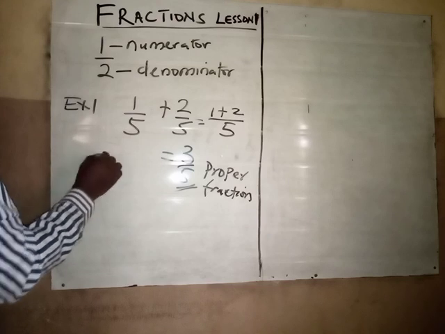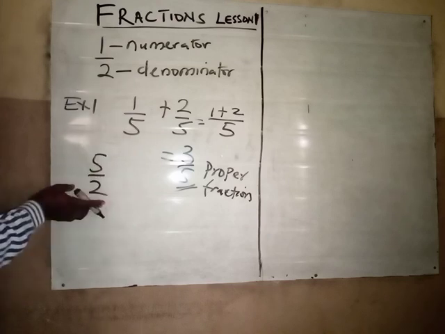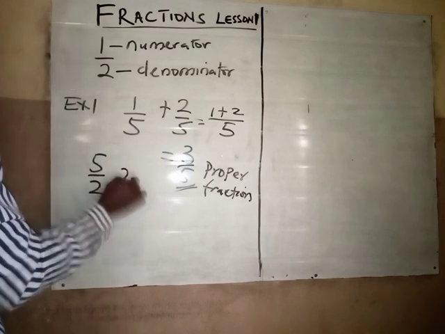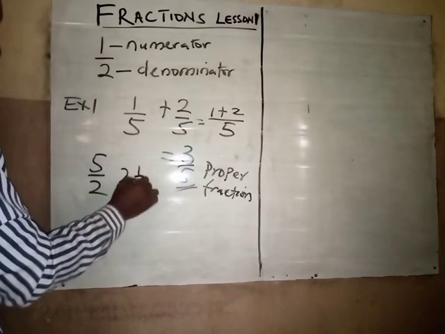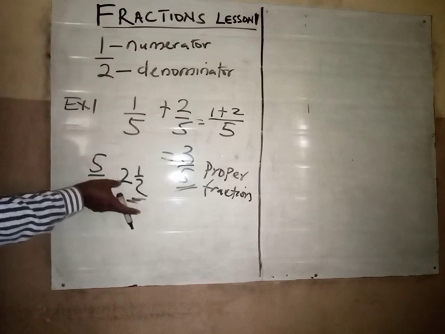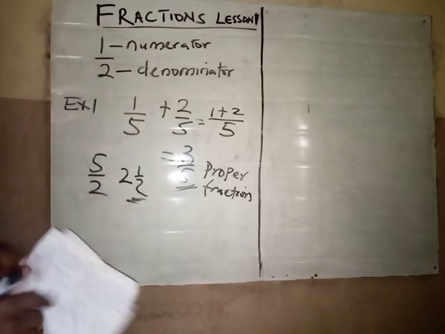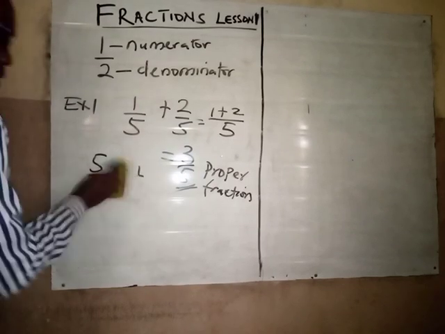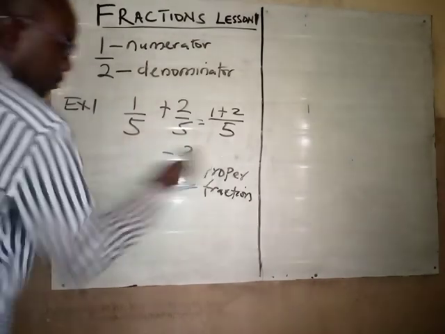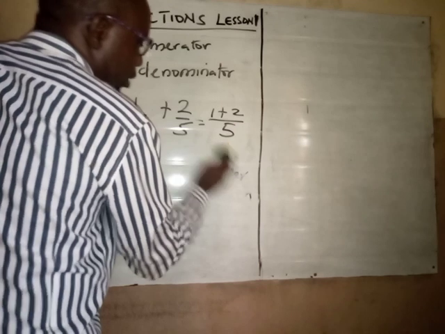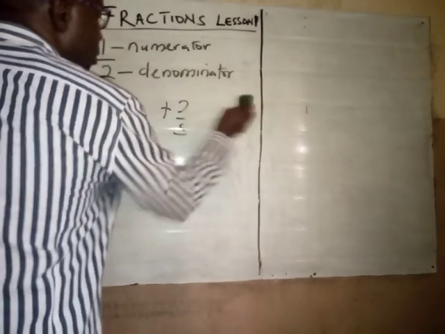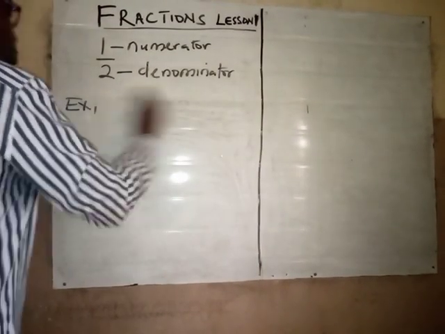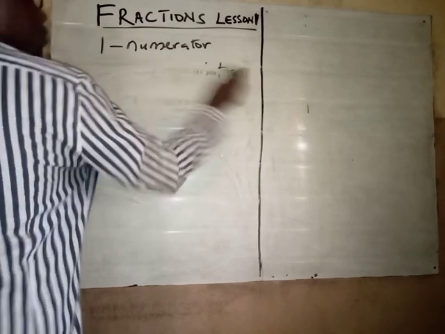If we have something like 5 over 2, that means two people are sharing 5. They will get 2, 2, remainder 1 over 2. And this type of fraction is called a mixed fraction. So we'll be using the mixed fraction, and the proper fraction we will be coming across it. When you get a proper fraction, you don't divide more. Your answer will remain there. You don't simplify further.